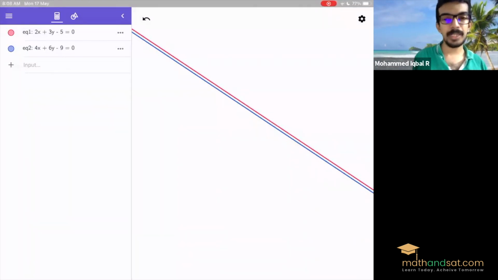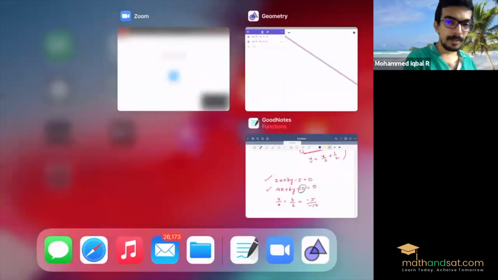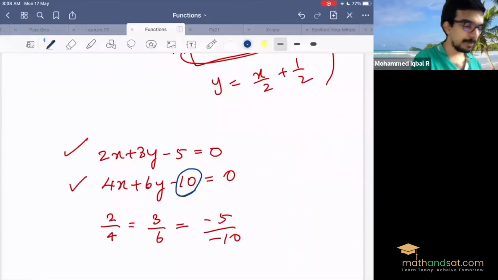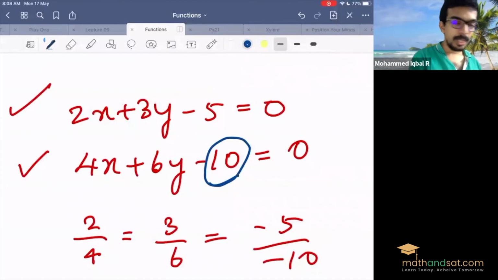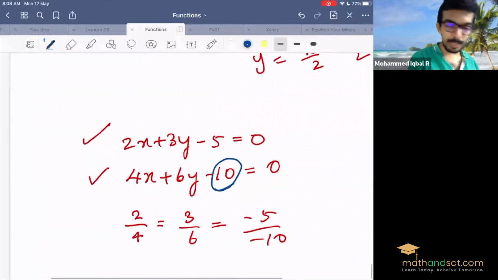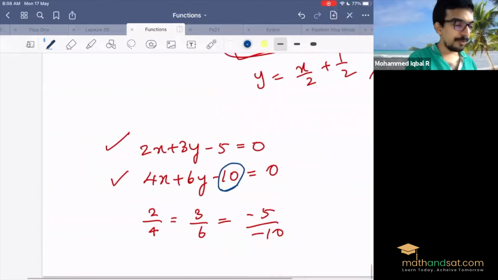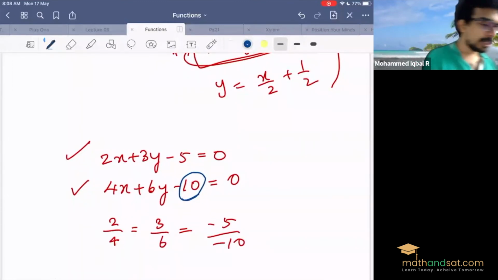Understand what is happening here? Why did that happen? Why did the lines become parallel? That's very easy to understand because you're not doing anything to the coefficients. We already know that if you know the equation of a straight line, you can figure out the slope. What is the slope of the first line?